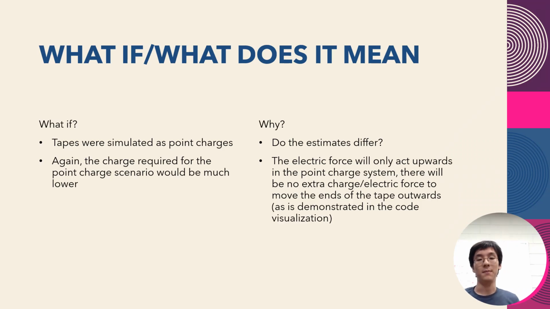So what does that mean? The tapes were simulated as point charges in this situation. The force required to make a point charge hover is going to be much lower than that of a tape, because the electric force applied to a tape is not uniformly acting upwards. A lot of it acts sideways. You could see that in the visual that I coded earlier.